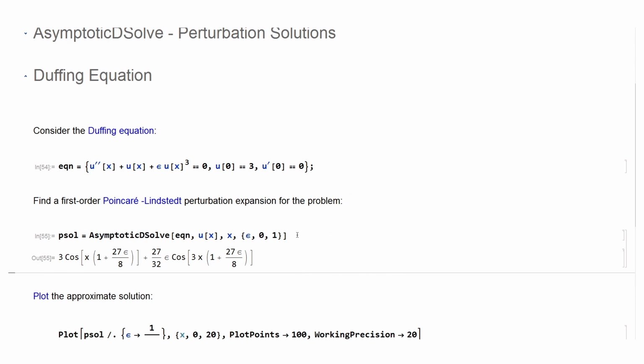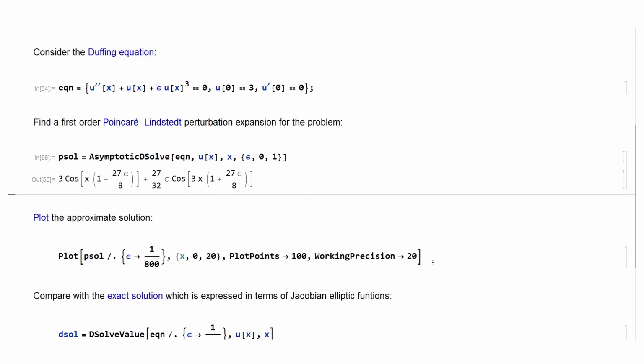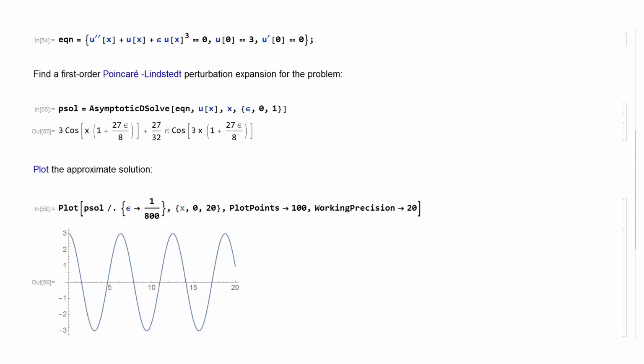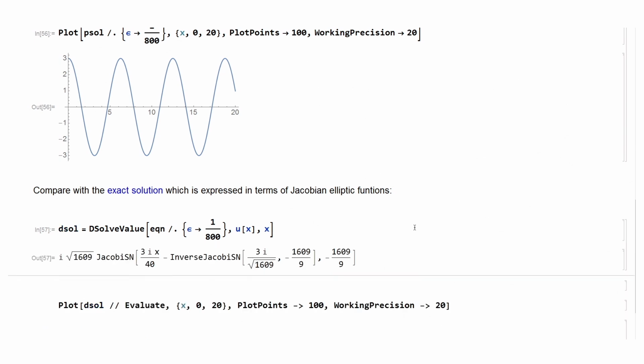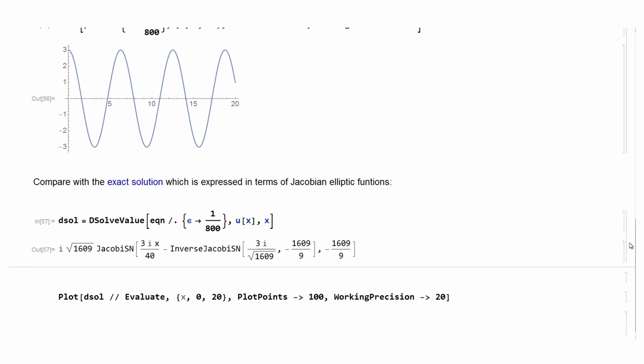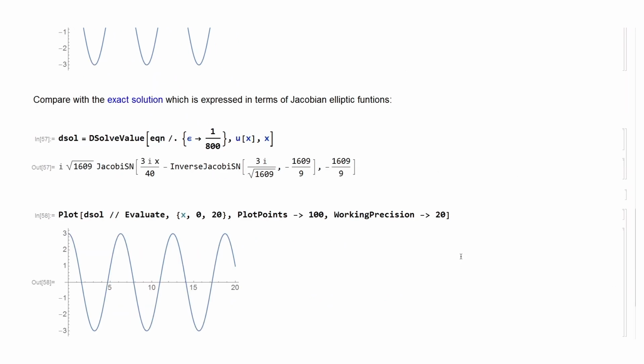Notice how simple it is. It's just got two terms in it, a cosine term and a sine term, whatever, and then epsilon times something else. But that is good enough to capture the solution to a pretty good extent, because if I now compare to the exact solution from DSolve, which took a lot of work to get done, it's got Jacobian elliptic functions in it. That's a mess, and it still gives you roughly the same answer. Okay, there you are. So 2 terms of perturbation is good enough to match your elliptic function solution.